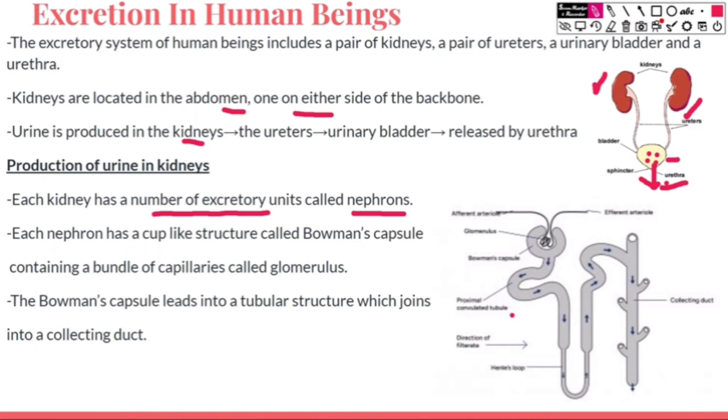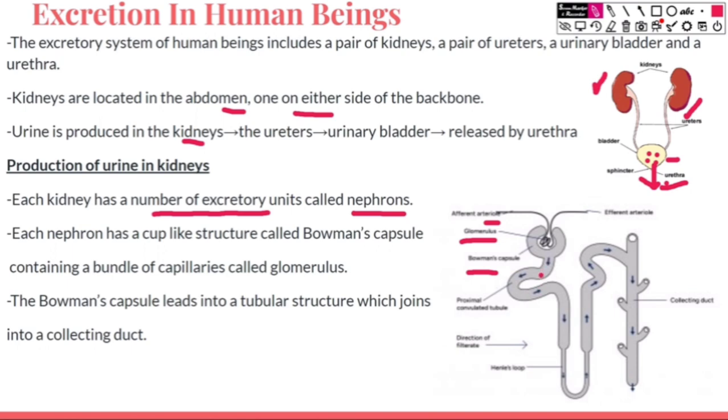Now let us see the structure of the nephron. You can see first we have these efferent and afferent arterioles from which the waste material comes into the kidney. Now here you can see there is a bundle of various capillaries, and this bundle of capillaries is called the glomerulus. Around this glomerulus there is a C-shaped capsule which is called the Bowman's capsule. Bowman's capsule surrounds the glomerulus. From this Bowman's capsule starts the tubular part of the nephron.